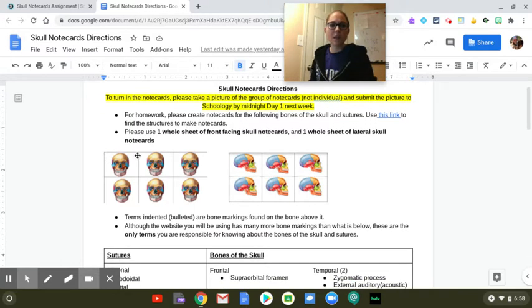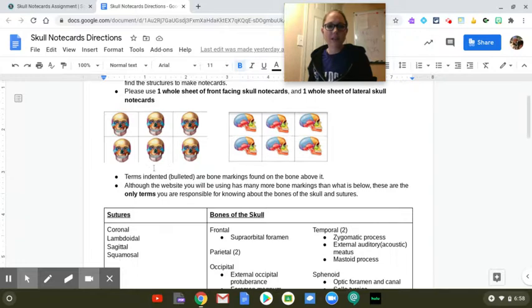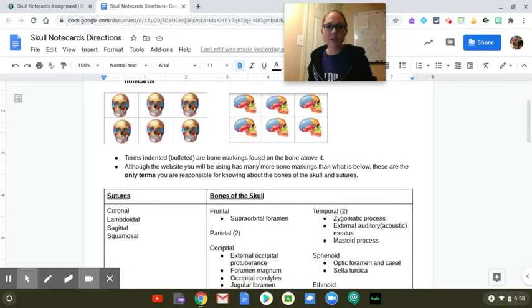But in your anatomy notebook, you have a page of frontal view. Well, you actually have a couple pages, and then you have pages of side view. And so we want you to do one frontal view and one of the side views. And so what we did is we created a word bank for you guys. These terms, the ones indented, are the bone markings found on the bones above it.